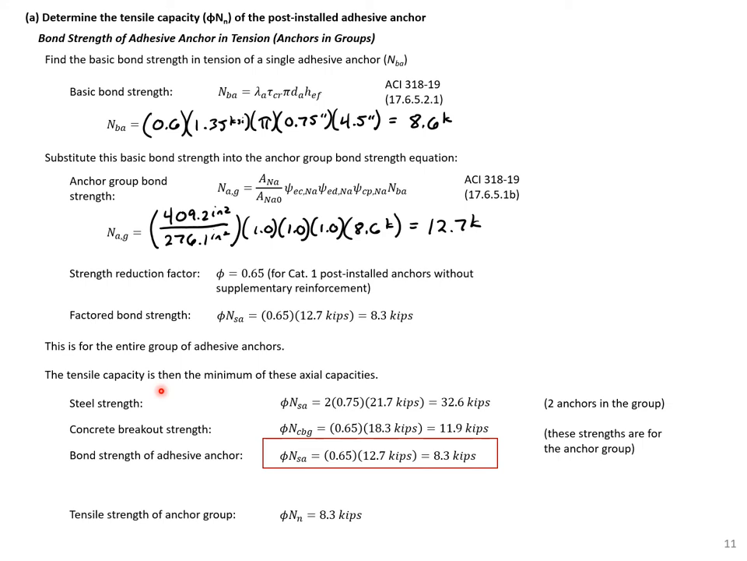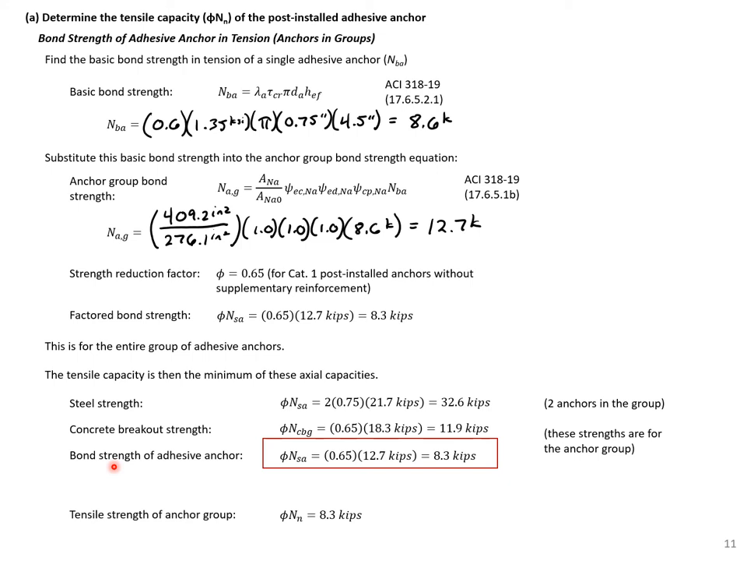First, we had the steel strength that we had before. So we found the capacity of a single anchor, and for the steel strength, we need to take it times 2 because we have 2 anchors. So that would give us the strength there of 32.6 kips. Then we have our concrete breakout strength and the bond strength, and both of these were for the group of anchors, so we don't multiply these by 2. These will just be those values. The minimum of these is going to be the 8.3 kips, so this is the tensile strength of the anchor group, and it's controlled by the bond strength of the adhesive anchor.